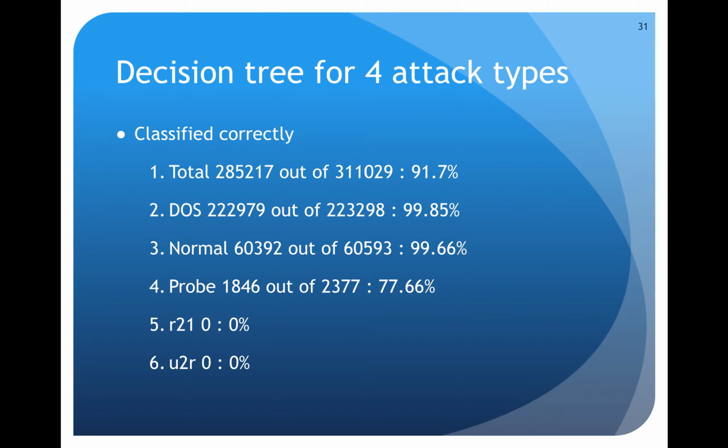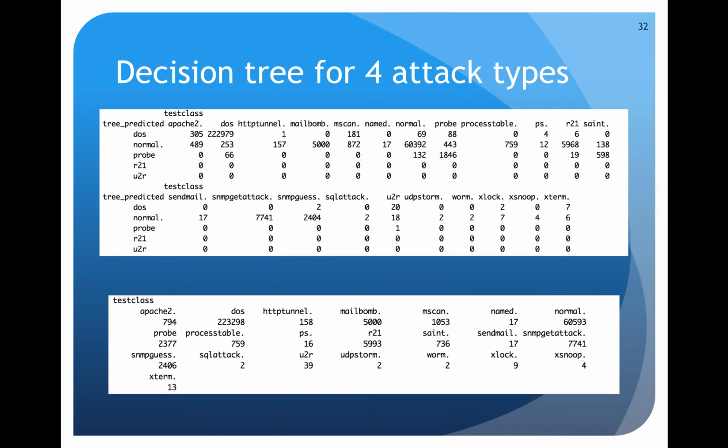DOS, I got 99.85% accuracy. I classified normal records with 99.66% accuracy and probe with 77.66%. It couldn't identify any of the R2L or U2R records correctly. These are the confusion matrices.